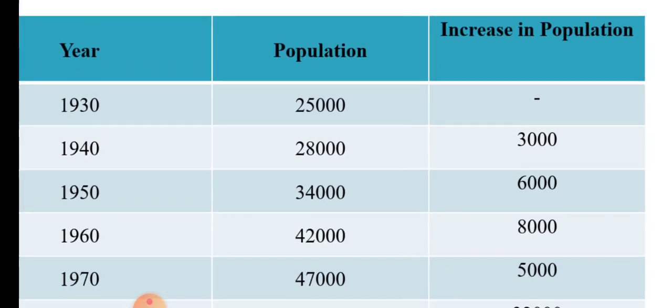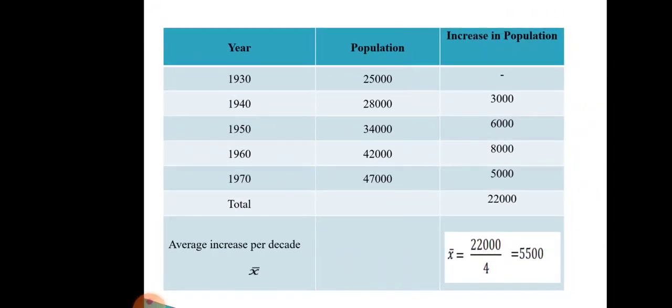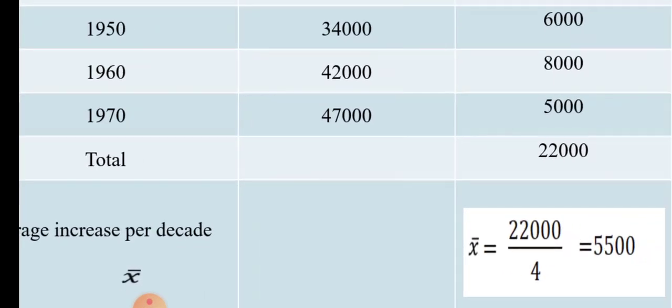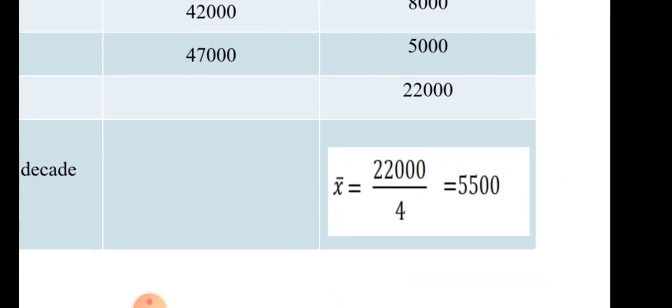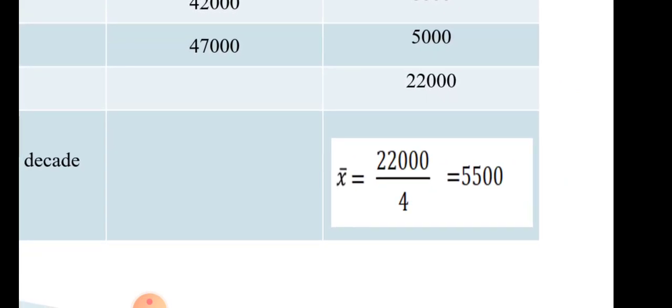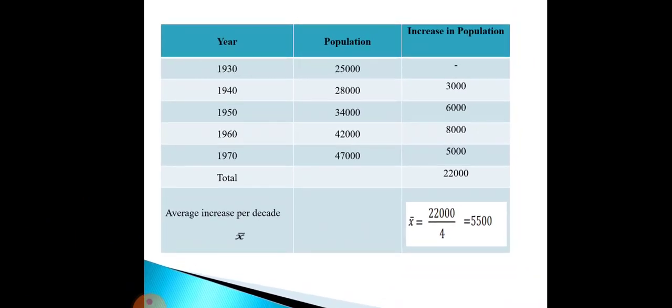Likewise, we have to compute the increase in population for all the remaining decades. After computing them, we find the total. For the 4 decades, the total increase in population is 22,000. Then we can compute the average increase per decade, that is x bar. Average increase per decade x bar is 22,000 divided by 4, that is 5,500. Thus we got the average increase in the population.